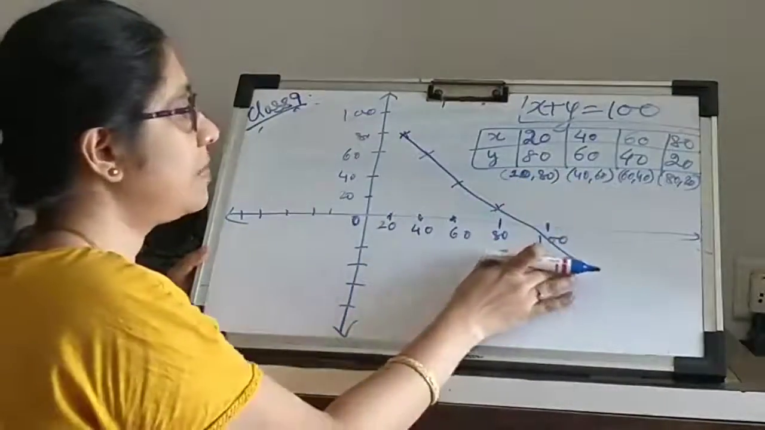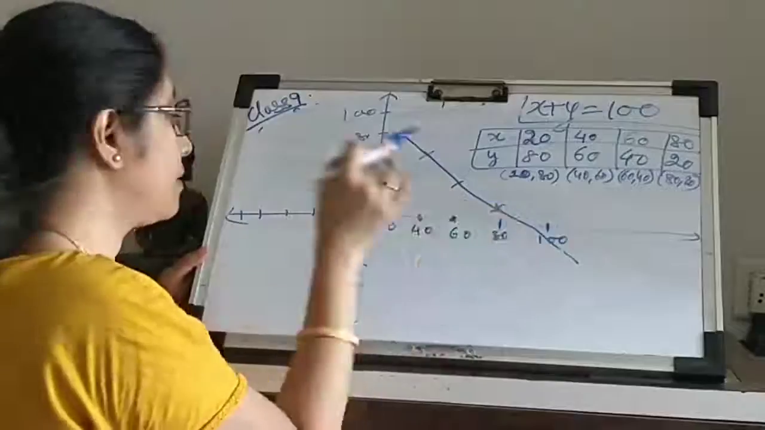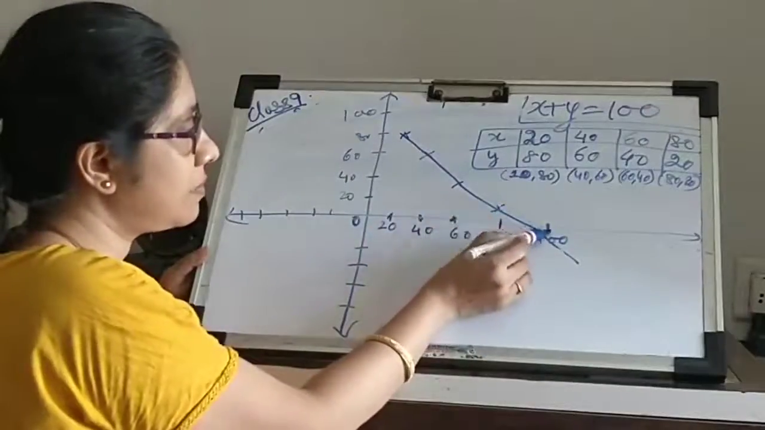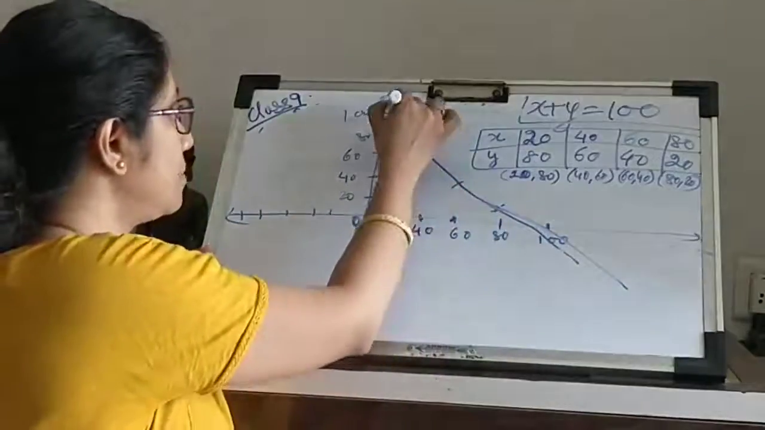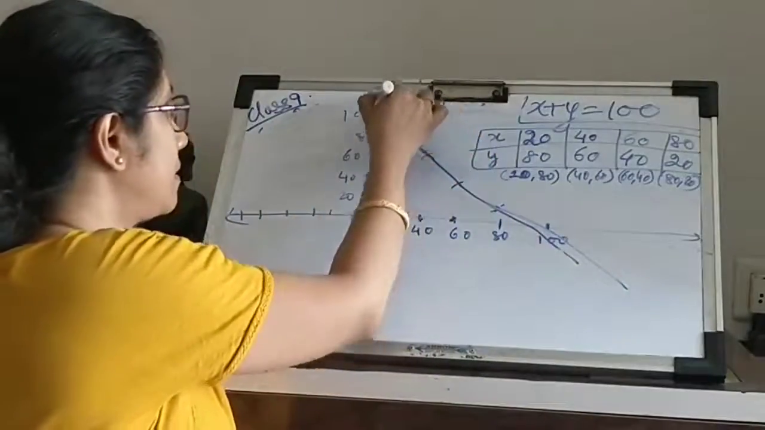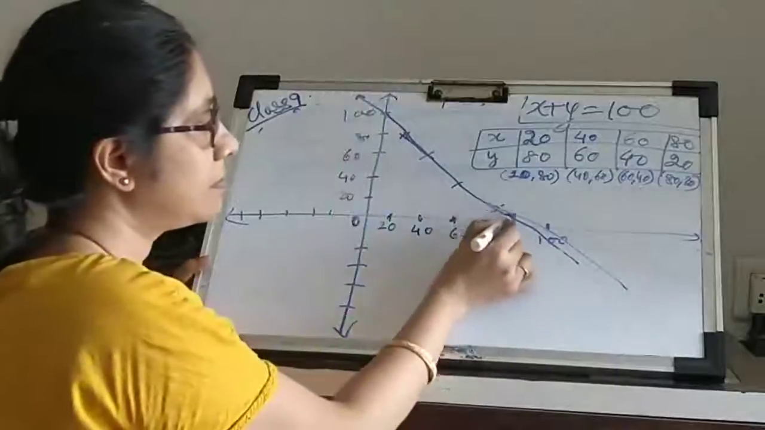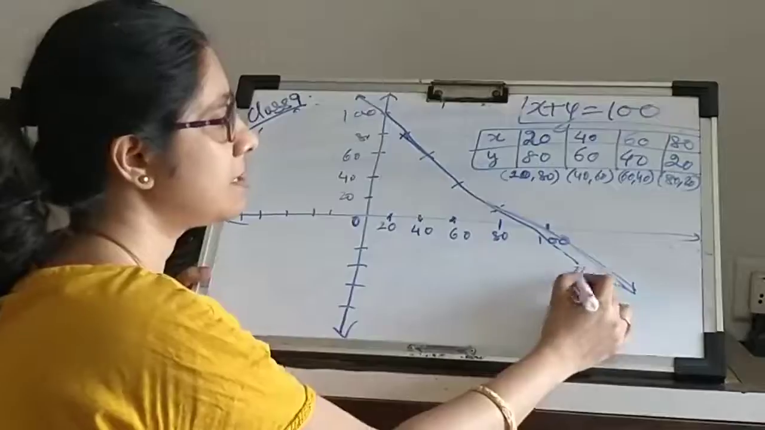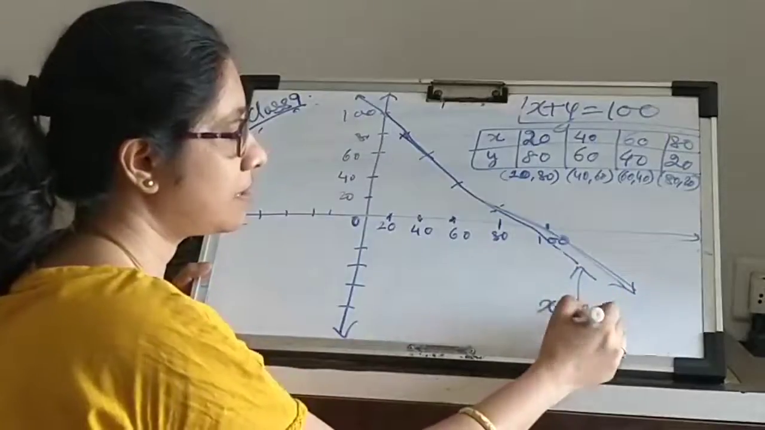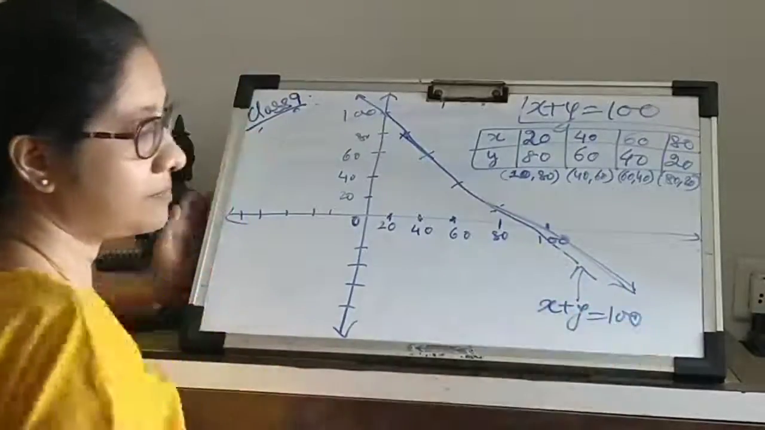In fact, it should be more like this. It should pass through 100, 0. It should pass through like this. So this is the line representing x plus y equal 100.